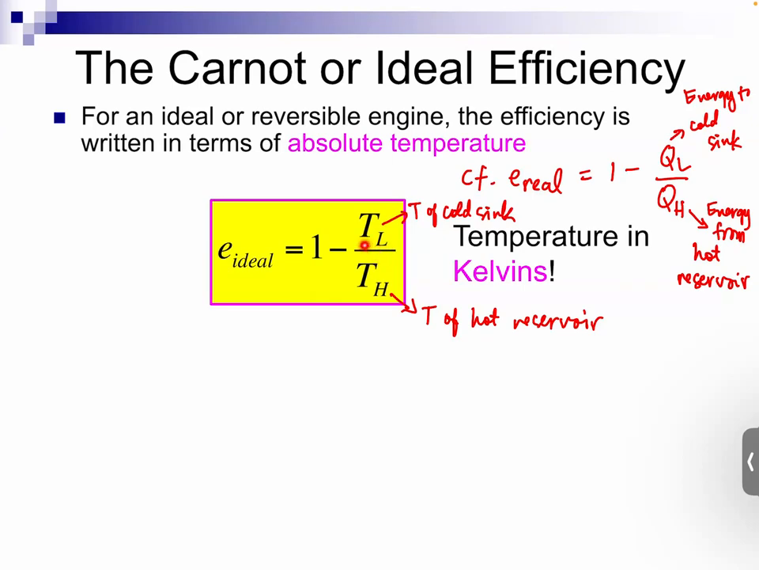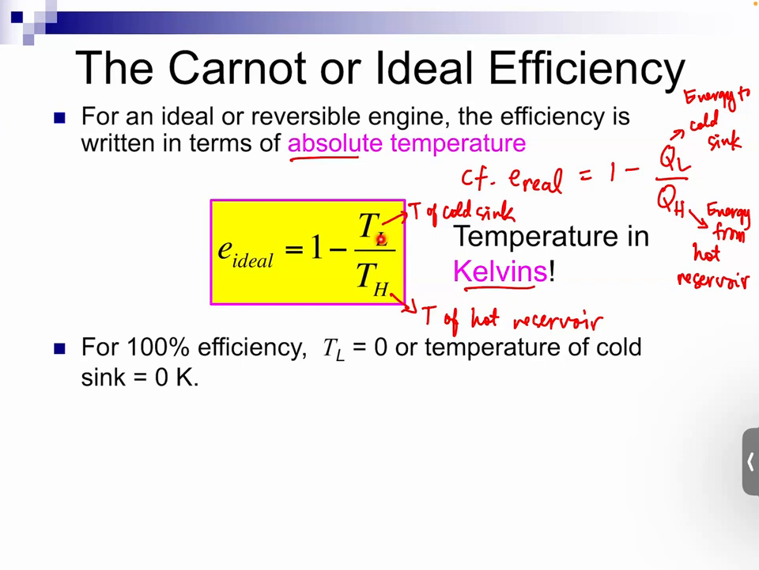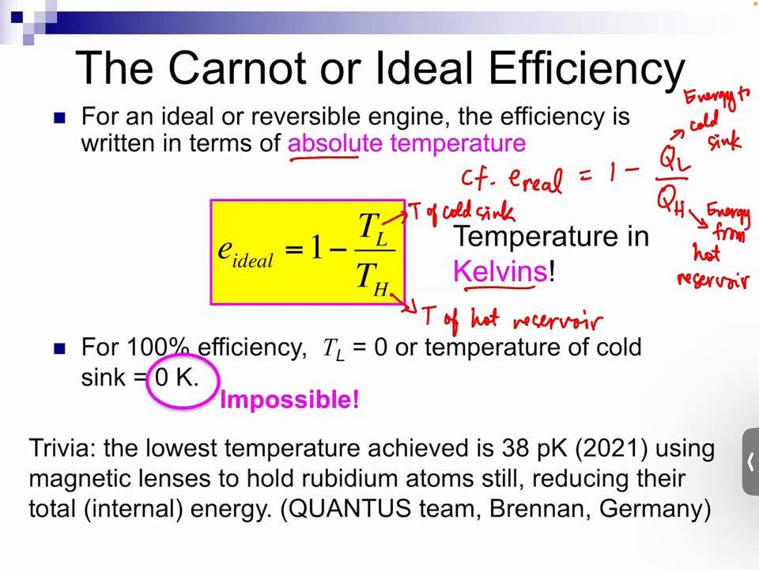Right? So if you are able to achieve 0 kelvins, remember we're talking about absolute temperature in kelvins, if you're able to achieve 0 Kelvin temperature, then you will have an engine with 100% efficiency, if you can have a cold sink that is maintained at 0 Kelvin. However, 0 Kelvin is actually impossible to achieve. Well, not yet, not to date.